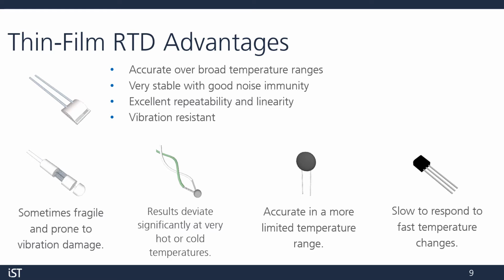Lastly, while semiconductor-based sensors have a small footprint and are easily integrated with ICs, they are slow to respond to fast temperature changes. They also only operate over a limited temperature range. In short, all sensor types have their pros and cons, but thin film RTDs are a great all-rounder with great temperature range, stability, and repeatability.